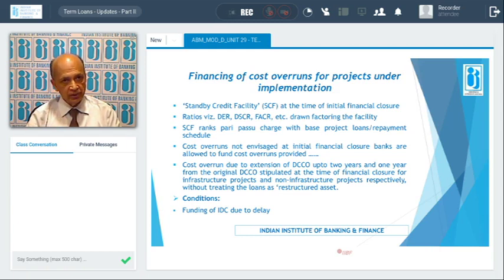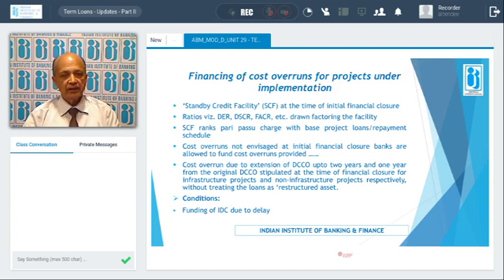If the delay takes place in the date of commencement of commercial operation, DCCO, in case of an infrastructure project by 2 years, and for a non-infrastructure project by 1 year respectively, in that case it can be financed by the banks also. But these facilities need not be treated as a restructured one. It is an ordinary facility. These 2 years for infrastructure and 1 year for others can be considered, but subject to certain conditions.